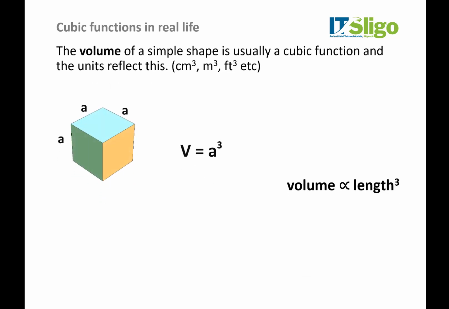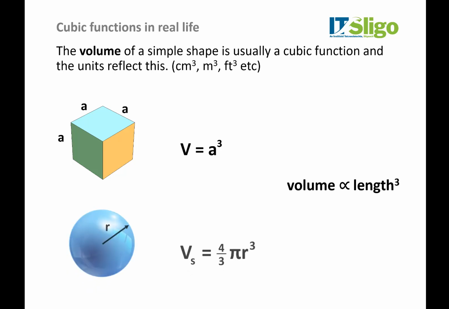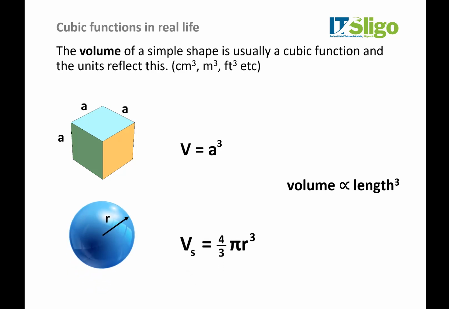So we'll just take a look at some simple cubics. Here we have a cube, and here we have a sphere, like I was saying. So these are just some examples of cubic functions in real life. The most obvious one, and the one I've been dealing with to date, is volume. Any simple shape's volume is governed by a cubic function of some nature, and the units always reflect this: centimeters cubed, meters cubed, feet cubed, whatever we're talking about.